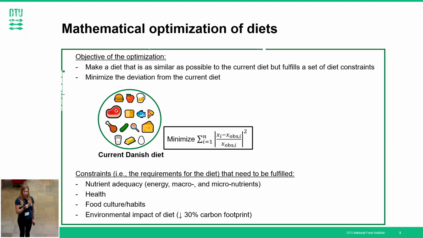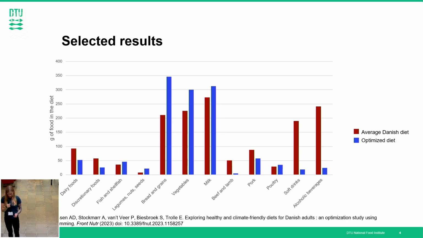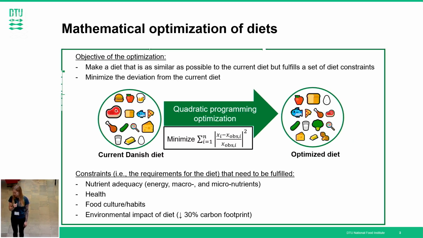There may be some health constraints because we know from epidemiological evidence that certain foods are associated with positive health outcomes. For example, we want people to eat vegetables and so on. Then we may have some food culture related constraints. For example, we don't want to completely remove the beer from the Danish diet and so on. This we can also steer by constraints. And then importantly, we need to have a lower environmental impact of the diet.